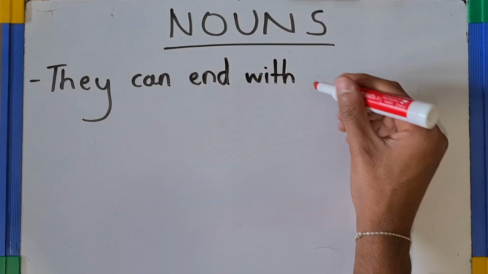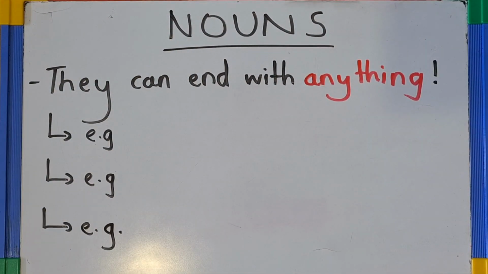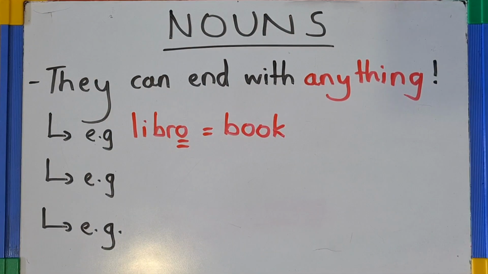The first and most important rule: they can end with any letter in the alphabet, vowel or consonant. Let's look at some examples. First of all, libro, which is the Spanish for book. One more time, libro.